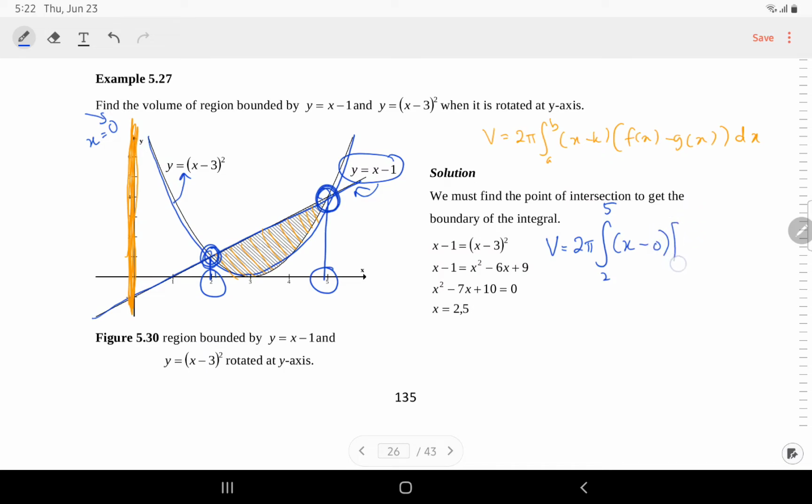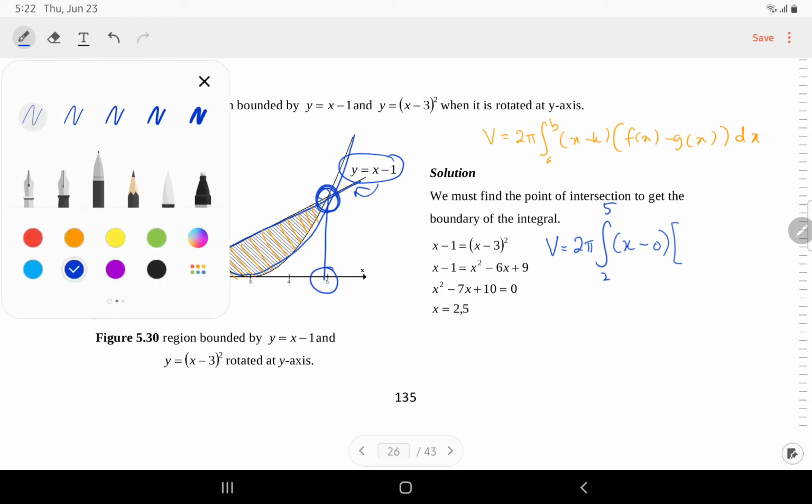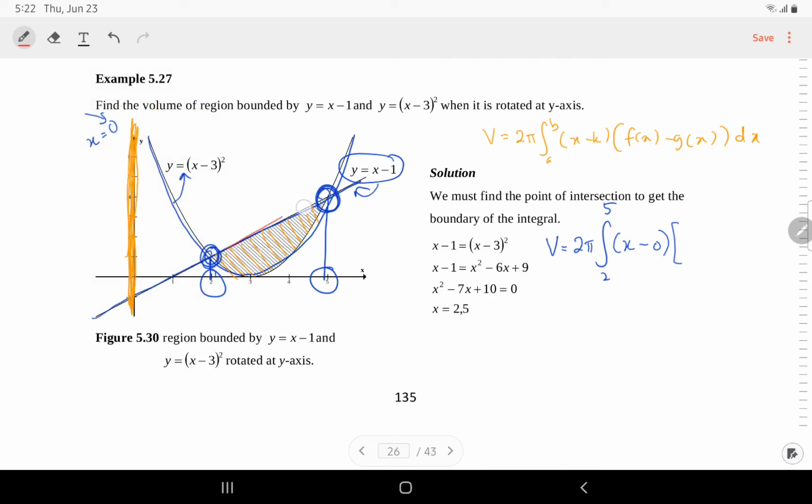Okay. And then f minus g. F is the upper function. G is the lower function. Okay, upper function yang mana? Yang sebelah atas ni lah. Okay, sebelah atas. Yang mana equation dia? Ni. Okay, x minus 1, minus gx. Gx is the lower function belah sini. So, apa equation dia? This one. X minus 3 square dx.